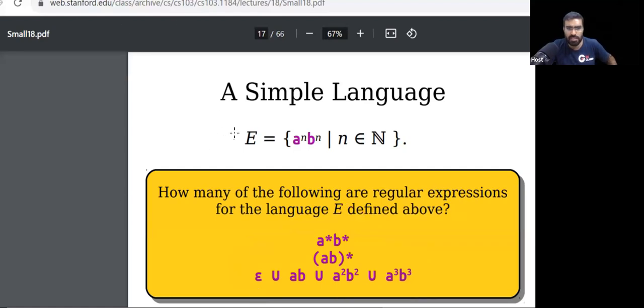You can notice this language is not regular, yes or no? This language is non-regular, correct? So if this is a non-regular language, can you create a regular expression? No, you cannot. Whatever regular expression you create will be wrong, because this is a non-regular language.